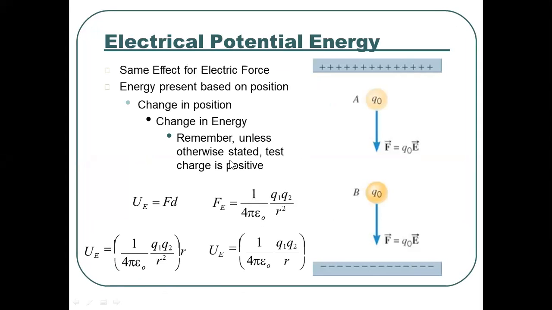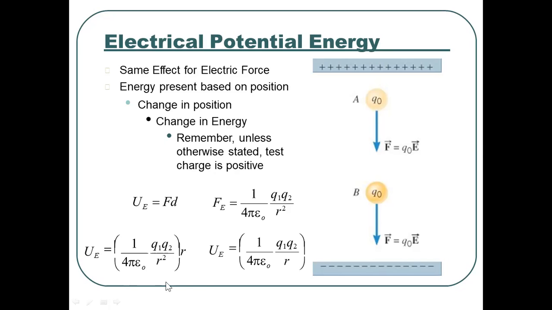Remember, unless otherwise stated, the test charge is positive. UE stands for your electric potential energy. It is equal to your F times d. Since we are talking about electricity here, your F is the electrostatic force, multiplied by the distance d between two charges. Remember that your F here is defined as Coulomb's constant, multiplied by the product of the charges q1 and q2, all over the distance between the charges. And then we're going to substitute here into your equation UE equals F d.